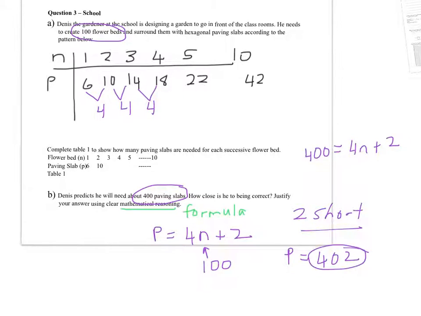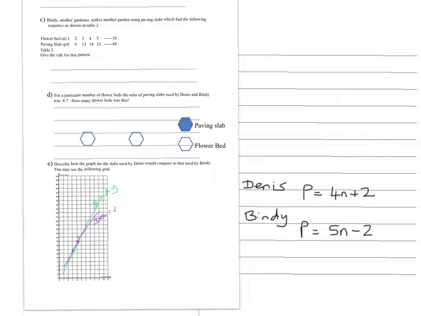There. The next, sorry, on this tablet, the pages are a bit funny. Bindi is also making a garden. What's the rule for Bindi's? So Bindi is adding 5 each time. So the number of paving slabs is going to be 5 times n. 5 ones are 5. And if I look in my first column, when n is 1, p is 3. So 5 times 1 is 5. I have to take 2 off that to get to 3.